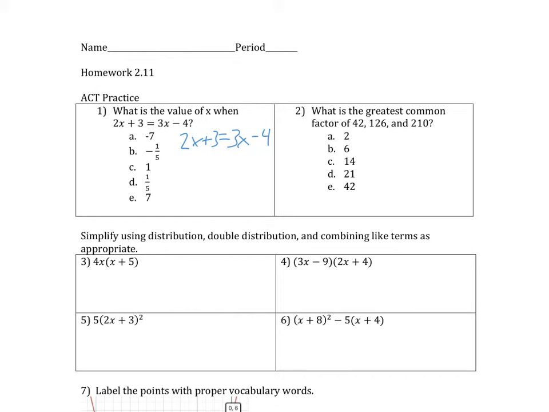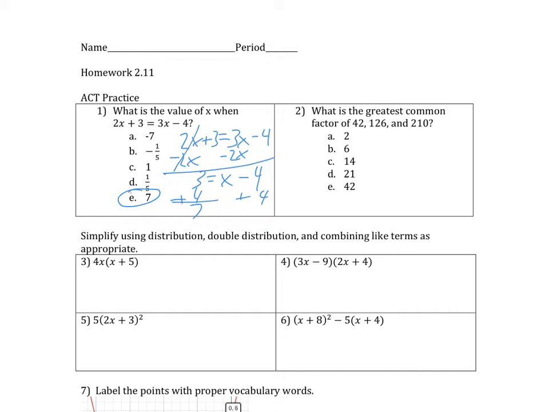Looking at x's on both sides, I can minus one of them from the other. That would give me 3 equals x minus 4. So now I'm just looking at what number minus 4 gives you 3. That number is, of course, 7. So E is the answer.